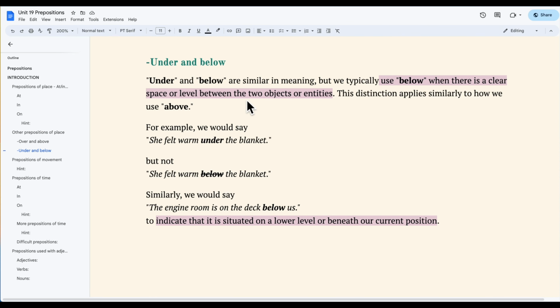Under and below have similar meanings, but we typically use below when there is a distinct space or level separating the two objects or entities. This distinction applies similarly to how we use above. For instance, we would say, she felt warm under the blanket, but not she felt warm below the blanket. Likewise, we would say, the engine room is on the deck below us, to indicate that it is positioned at a lower level or beneath our current position. By observing this distinction, we can accurately convey the spatial relationship between objects or entities using the appropriate preposition.